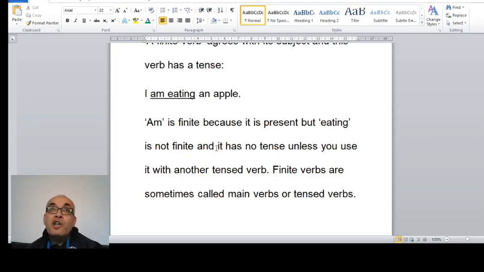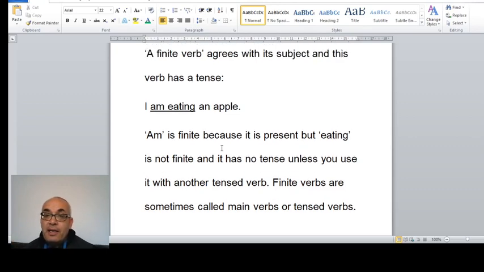Some students say I going. Again, going doesn't have a tense, so it's not a finite verb. Again, I repeat, a finite verb, number 1, must have a tense, and we can use it in a sentence. And also, a finite verb agrees with the subject.